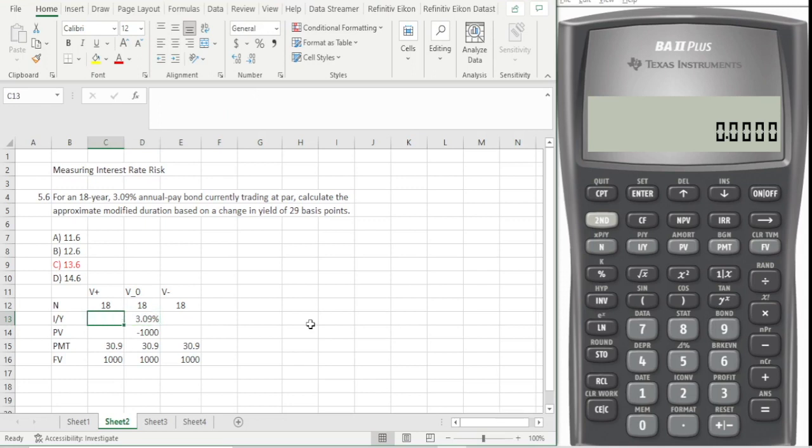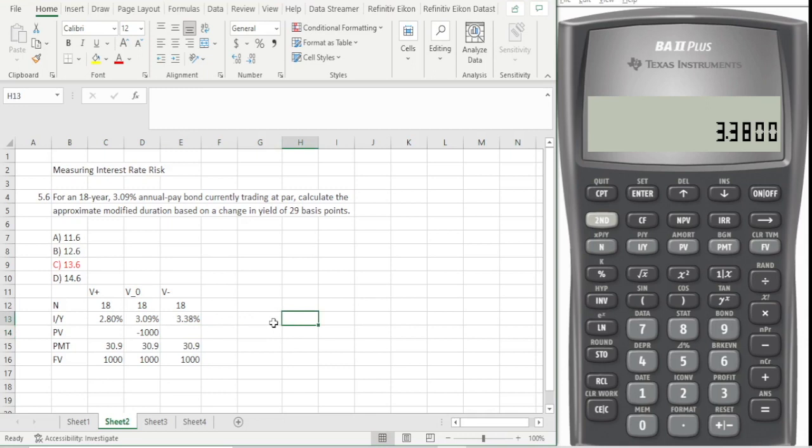Okay, so premium bond, we will figure out the yield. 3.09 minus 0.29. Okay, equals what? 2.8%. What about this? 3.09 plus 0.29. So 3.38%.